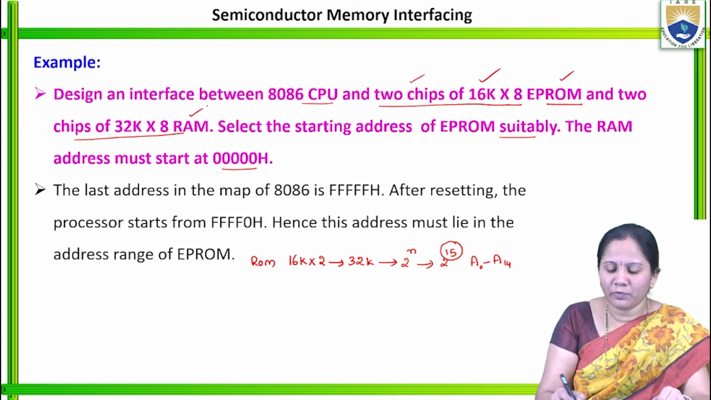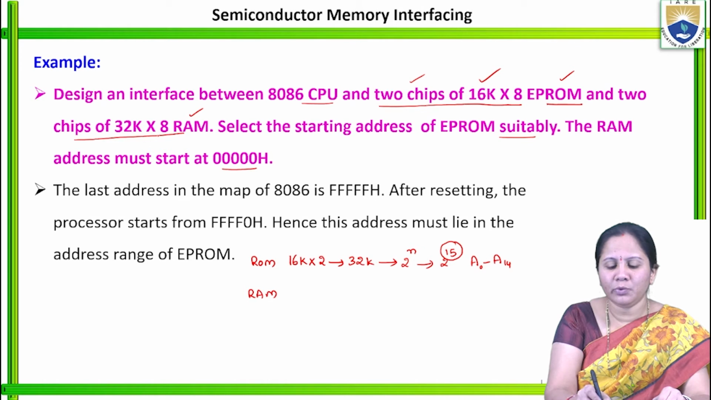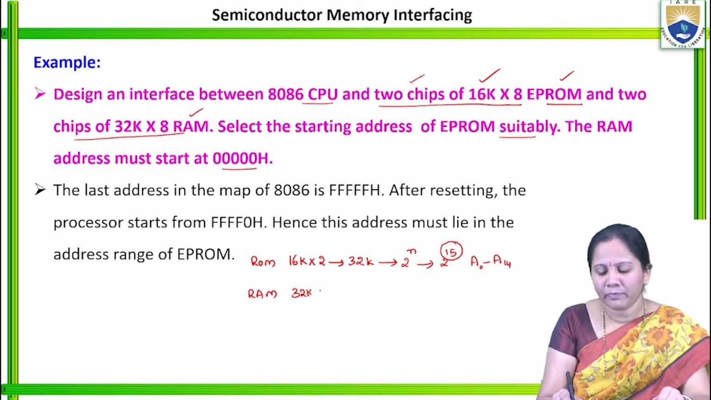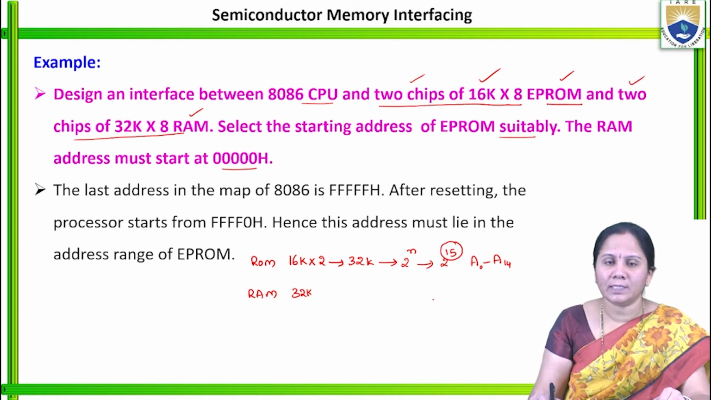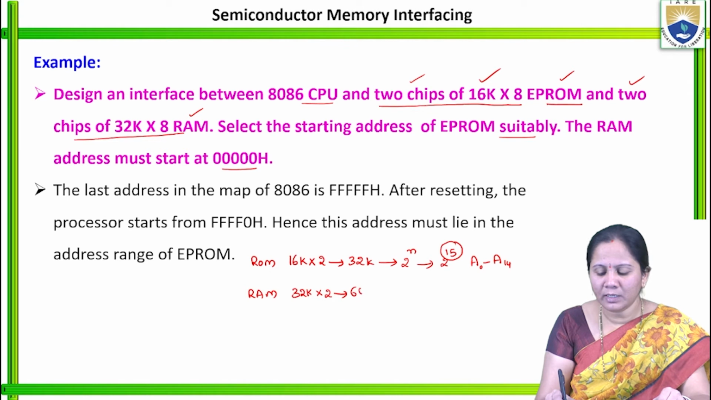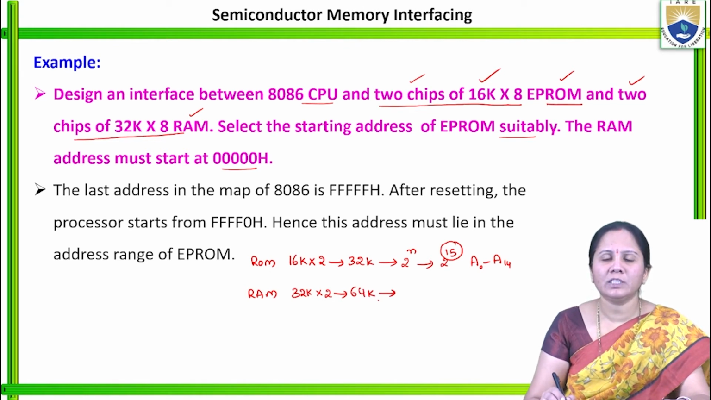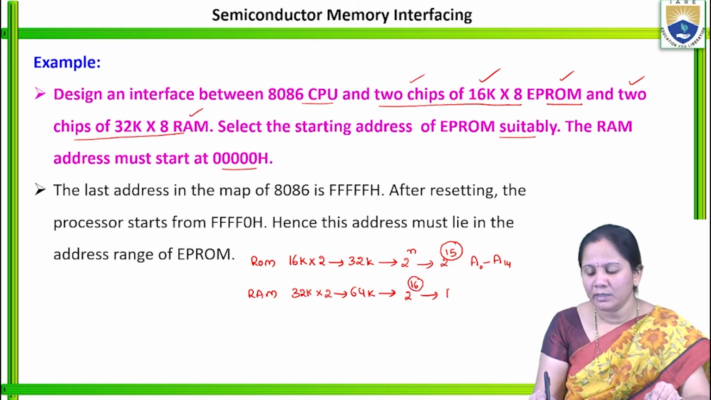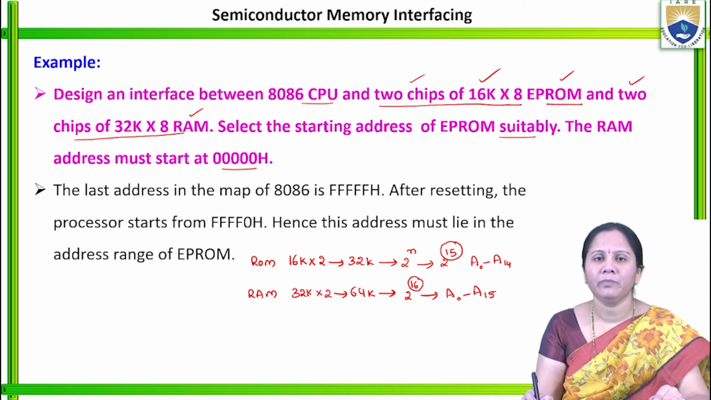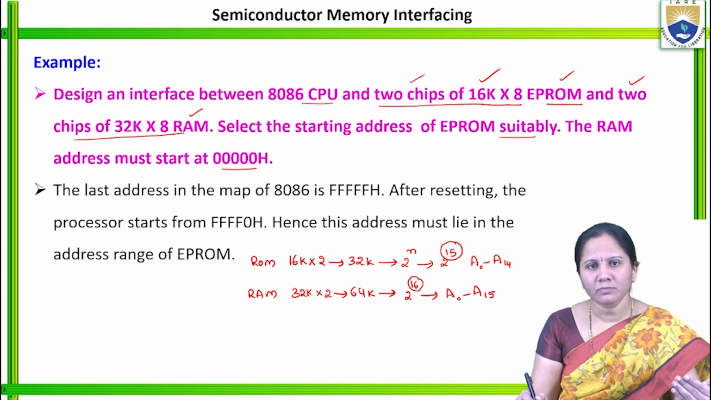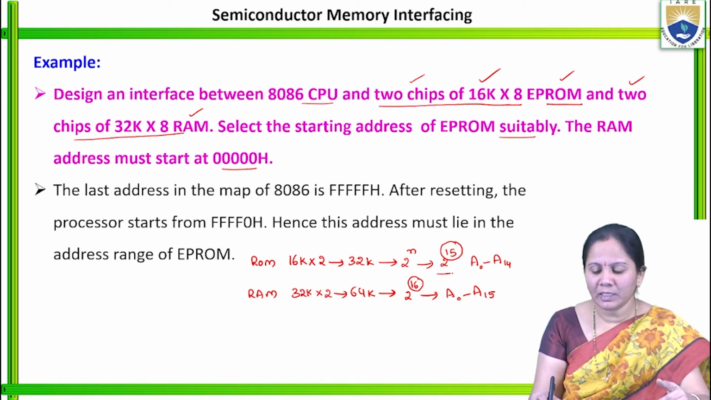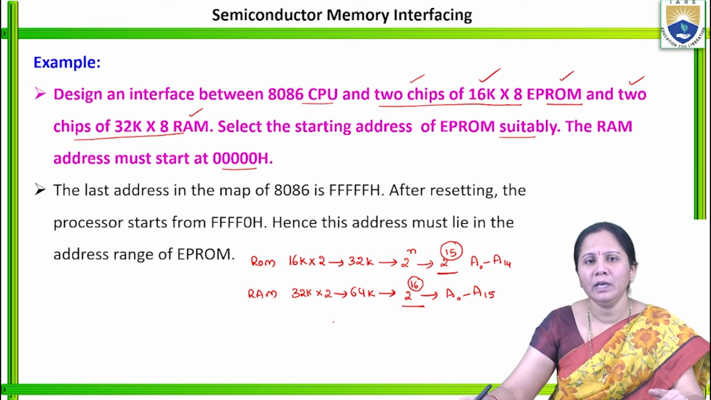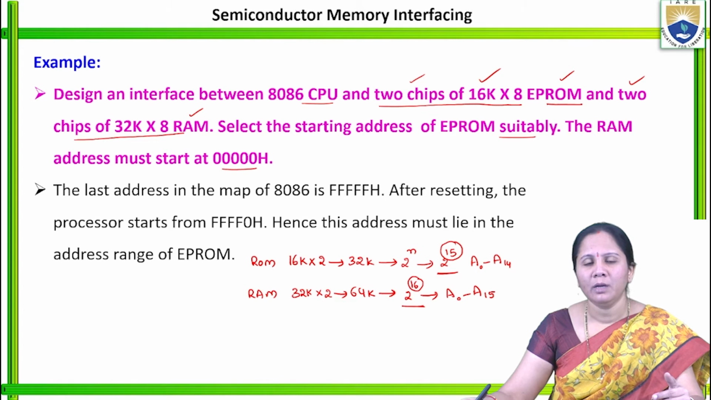Now in case of RAM, there are 32K by 8 ICs, and that is also 2 ICs. So 32K into 2 gives 64K. We write 64K in terms of 2 power, that is 2 power 16. So it represents that the number of address lines is 16, that is from A0 to A15. Previously both were A0 to A12 only, because of 13 address lines. But in this problem, since the sizes are different, you are getting different address lines. So here there is no need to use a decoder, but the memory mapping will be done with the help of AND gates.